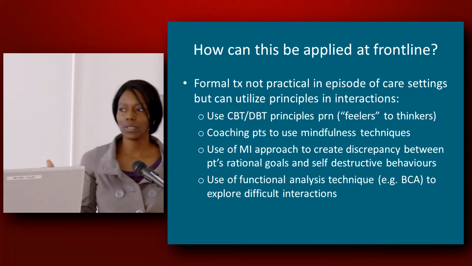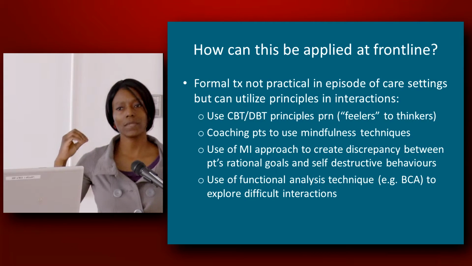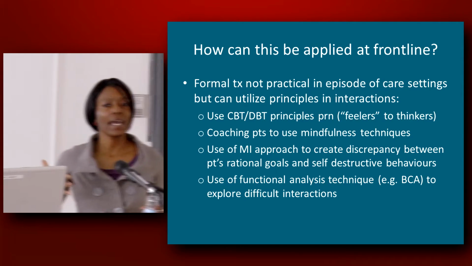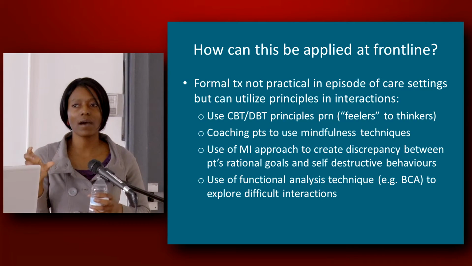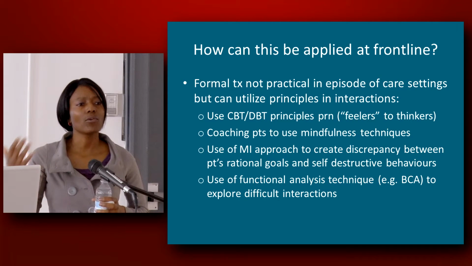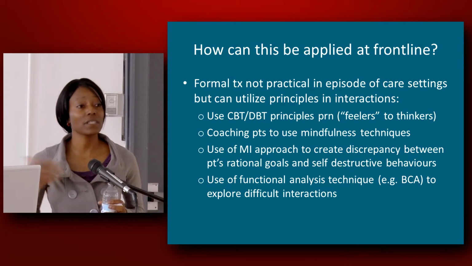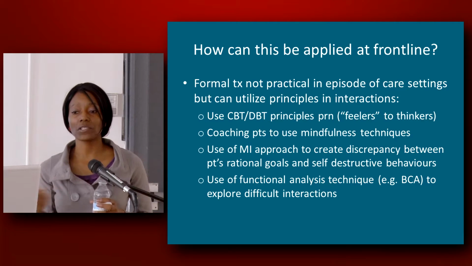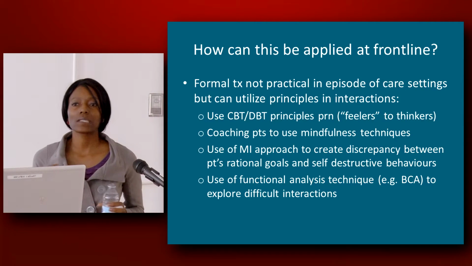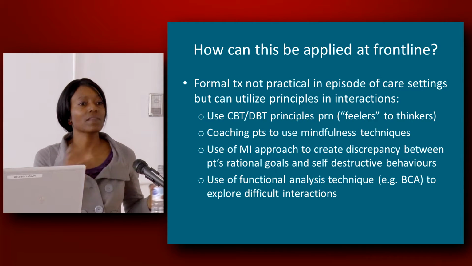When we think about cluster B, the reason that they seem to escalate so quickly is because they act on very intense emotions and quickly lash out. There's no time to consider what might be the likely outcome, the long-term consequence of me responding in this way. That doesn't take place because they have such intense and shifting emotions. They don't have time to engage in that particular piece. So our job is to try and use some of the cognitive principles to help them shift from being feelers to being thinkers, people who think a little before they act.